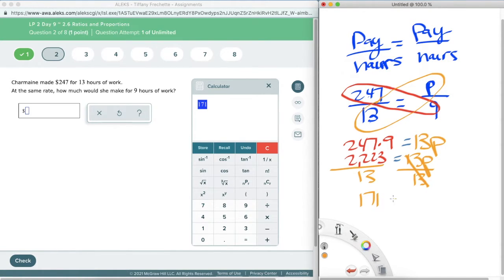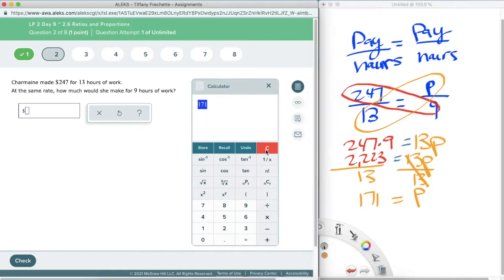Equals P. So this tells me she's going to make $171 if she works for 9 hours. So I'm not working out the hourly pay on here. We set this up so that when I get to the end, I know how much she made for the 9 hours. You could have also done this a slightly different way.